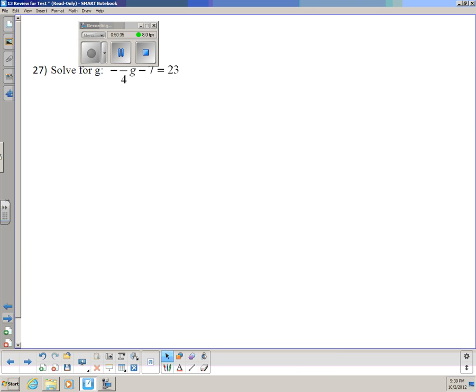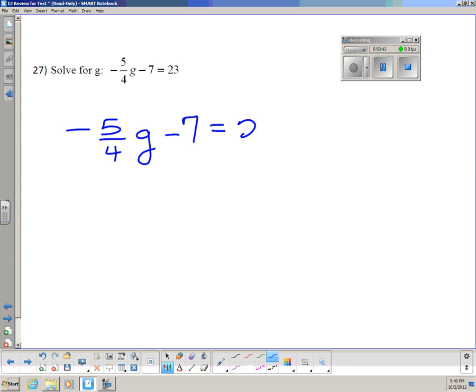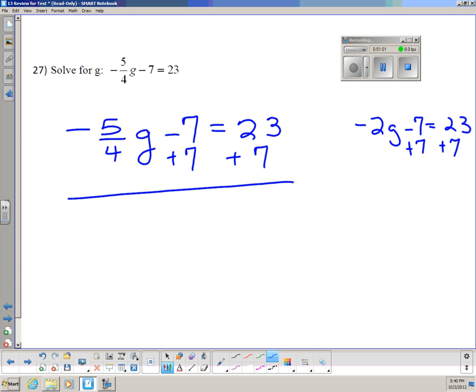All right, 27 says solve for g. Negative 5 over 4g minus 7 equals 23. And again, if you're having trouble with this, imagine it was negative 2g minus 7 equals 23 for a minute. Imagine the fraction was a nice number. What will we do first? Well, I would add 7 to both sides. That's what we'll do over here. Adding 7 to both sides of the equation, these 7's go away. I'm left with negative 5 over 4g equals 23 plus 7, which is 30.